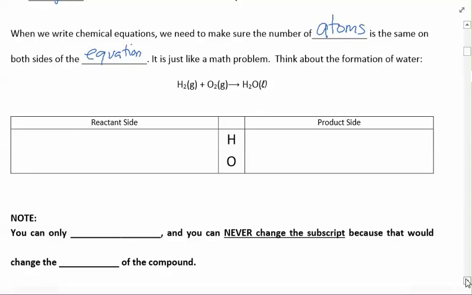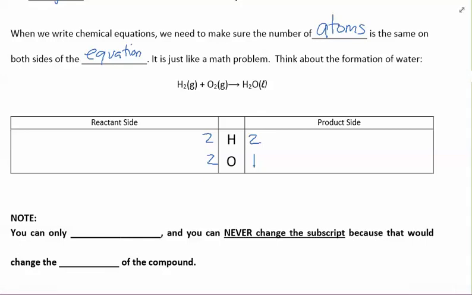This one's a little bit fancier than what I normally use. But just to walk through the process, you're going to take an inventory, or count up how many of each atom you have on both sides. So we have 2 hydrogens and 2 oxygens on the reactant side, and on the product side, we have 2 hydrogens and 1 oxygen. So right now, we have an unbalanced chemical equation.